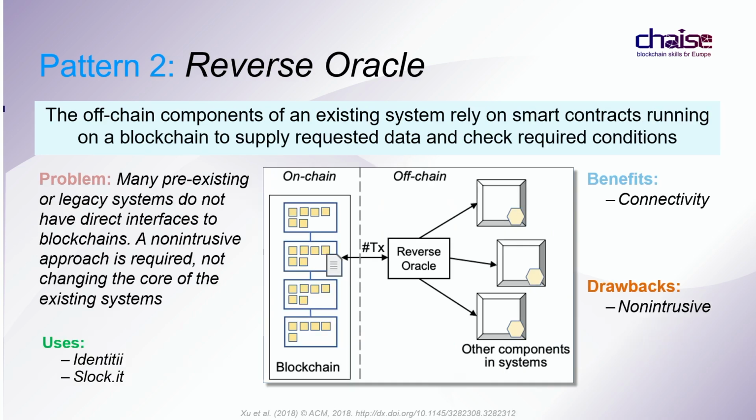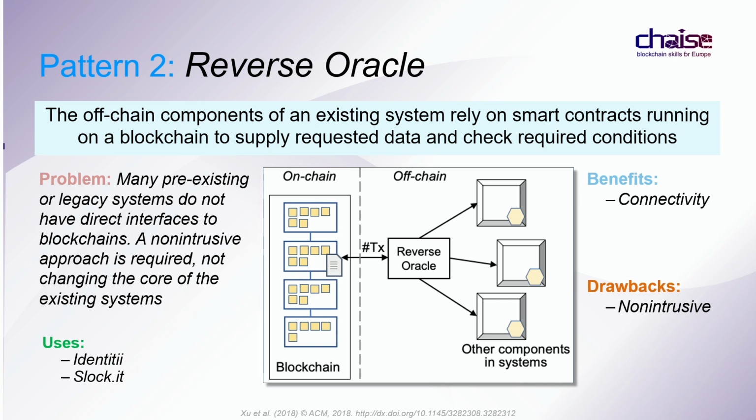The next pattern is reverse oracle. The reverse oracle pattern describes how off-the-chain components of an existing system rely on smart contracts running on a blockchain to supply requested data and check required conditions. The problem is that many pre-existing or legacy systems do not have a direct interface to blockchain.